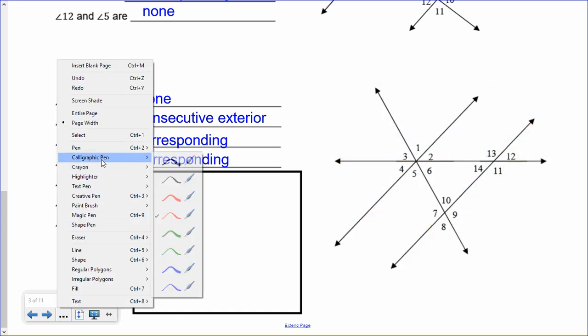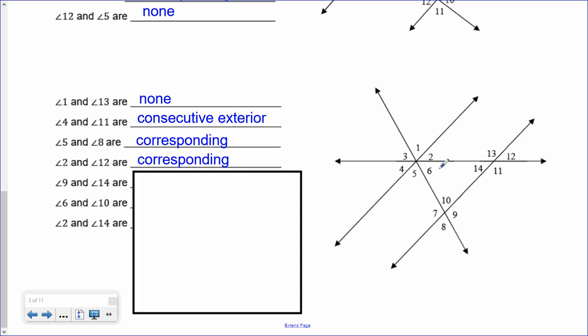I'm going to use a different color because this is boring. All right. We have 9 and 14. So the line that both 9 and 14 are on is this one. So this is our transversal. Remember, the transversal is the line that the two angles are resting on.